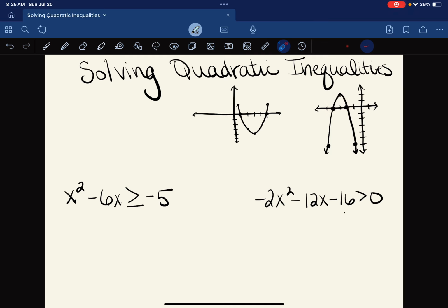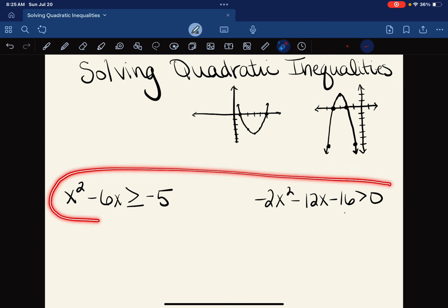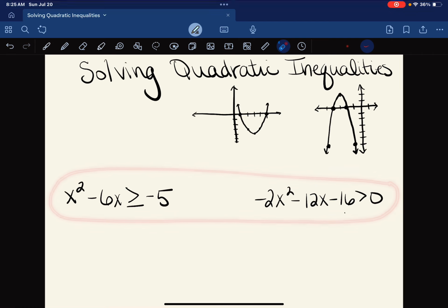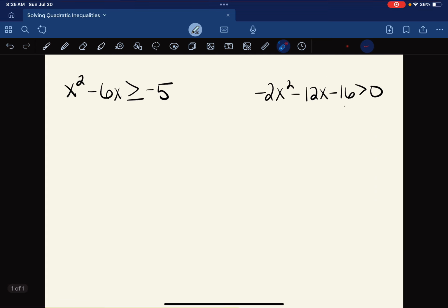But we're not always given the quadratics graphed on a coordinate plane for us. So sometimes we're given these algebraic quadratic inequalities and we need to solve them by hand, or maybe perhaps we don't like graphing and we would rather see the algebraic representation. So let's look at that today. Our first example is x squared minus 6x is greater than or equal to -5.